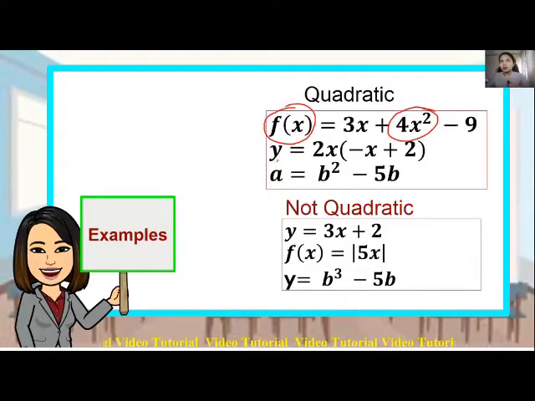Next, for y equals 2x times the quantity negative x plus 2, we have here y as the variable for f of x. And then as you can see, there is no quadratic term.